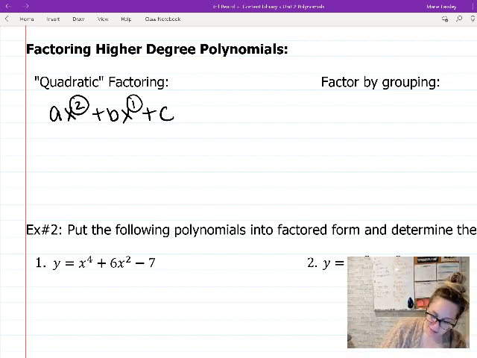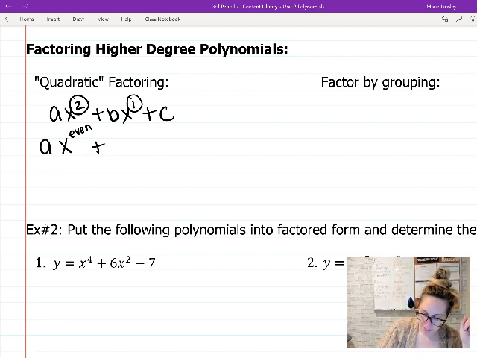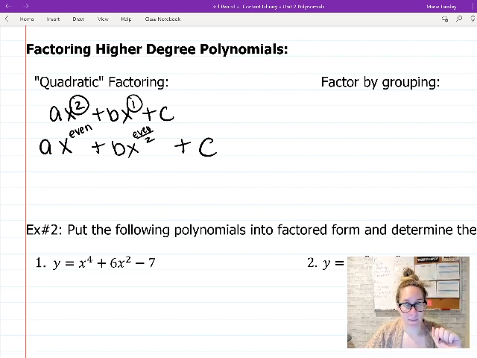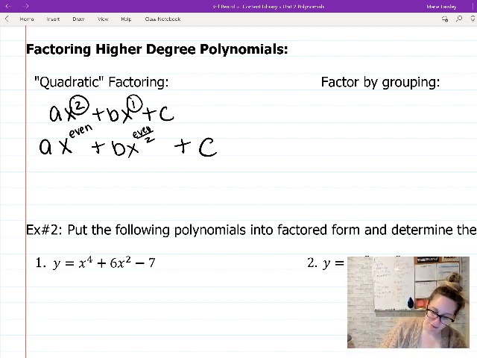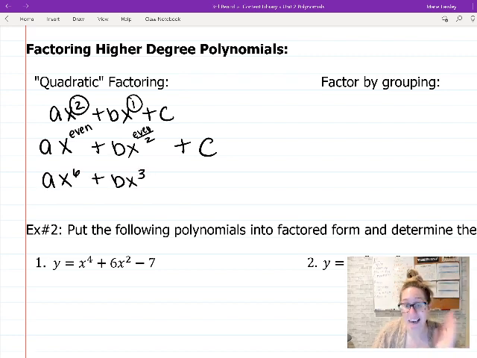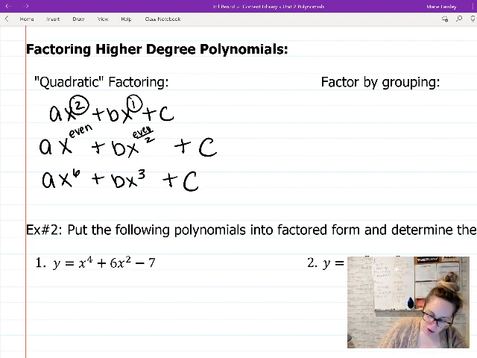So the pattern is ax to some even power plus bx to that even power divided by 2 plus some constant. All right, and if you have that set up, you can just use your standard box method to do factoring for that polynomial. So for example, if I had ax to the 6th plus bx cubed, right, because it's half, plus c, I could use the box method. All right, so like I said, this is just your standard box method factoring.